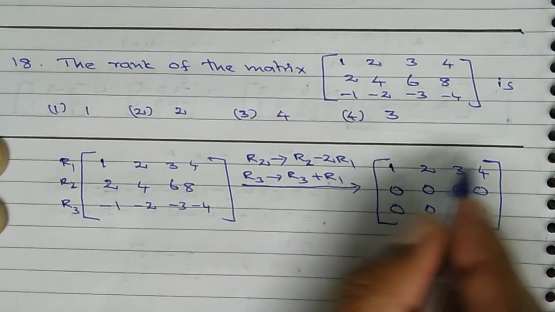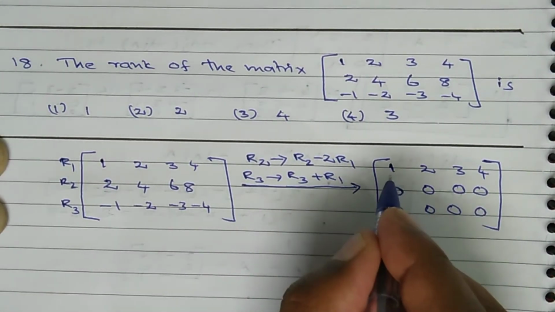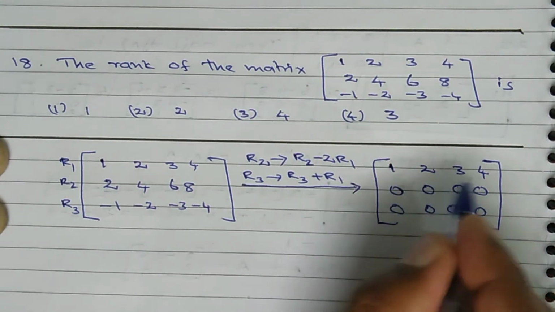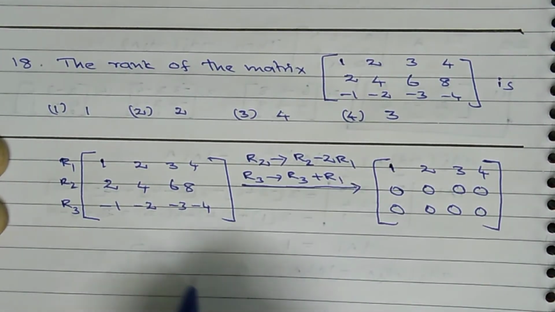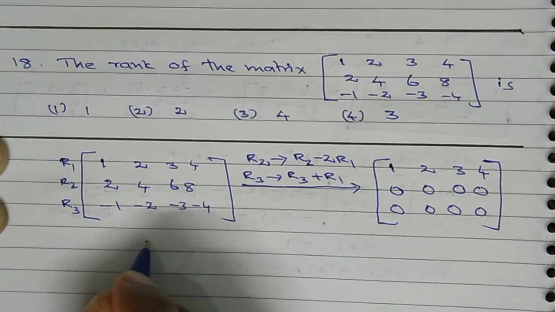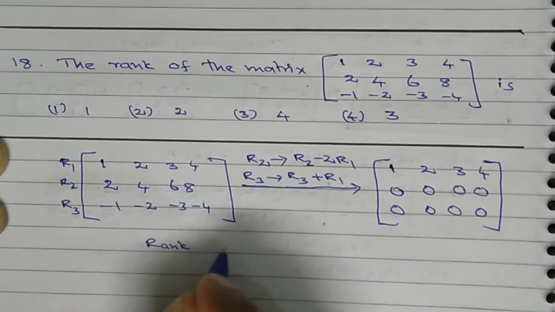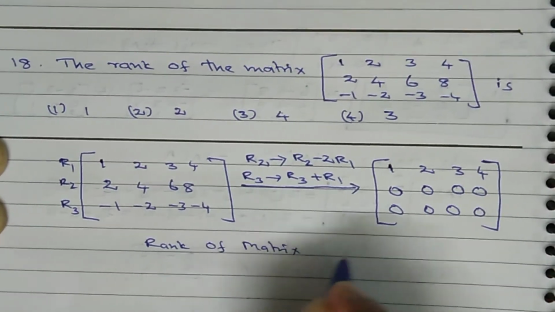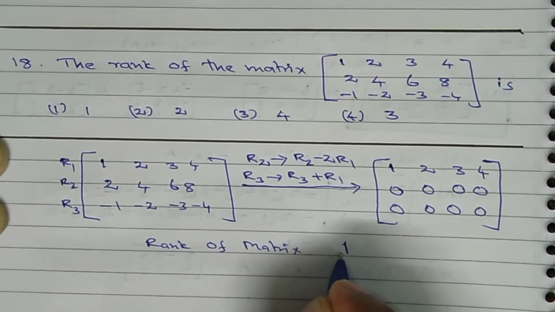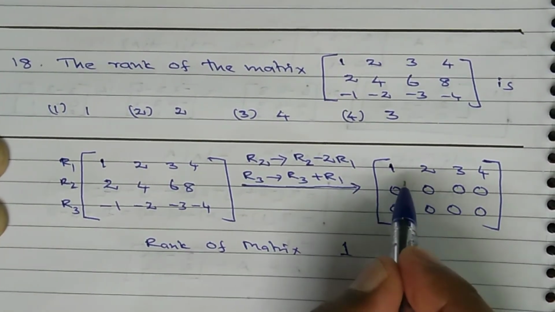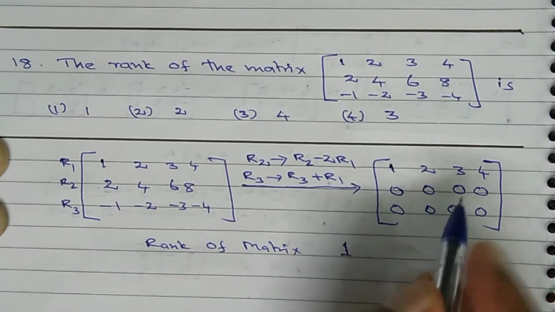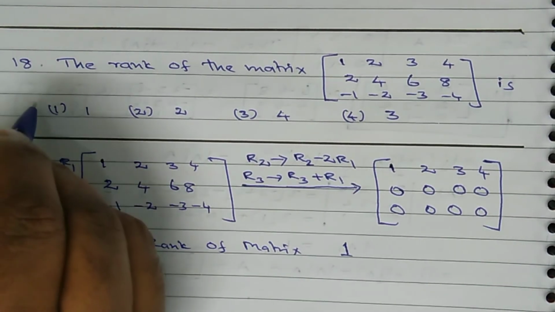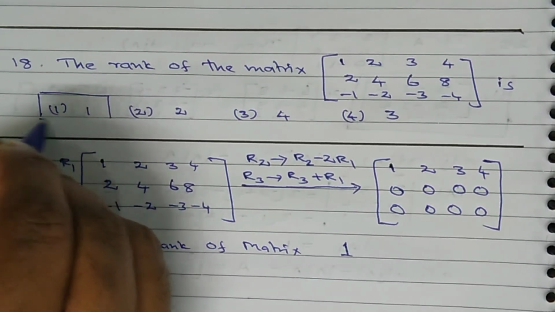So this matrix contains only one row that has numbers. Only one row. So the rank of this matrix is 1, because the non-zero row is only 1. So the rank of the matrix is 1. So the first option is correct.